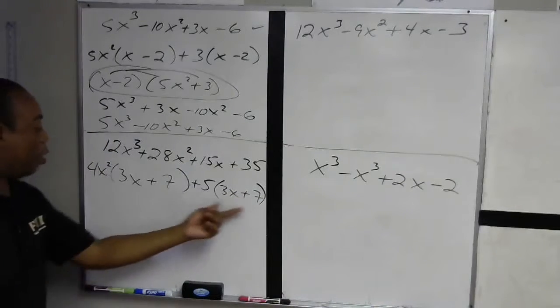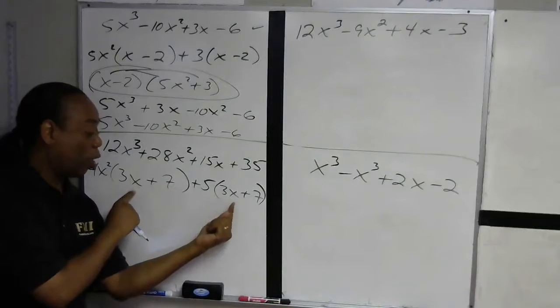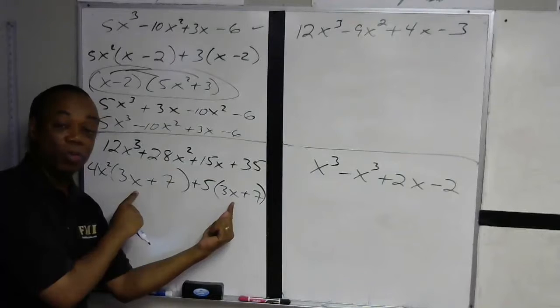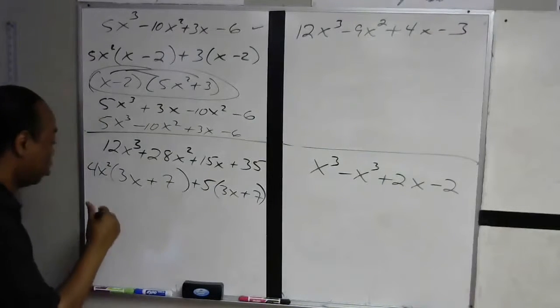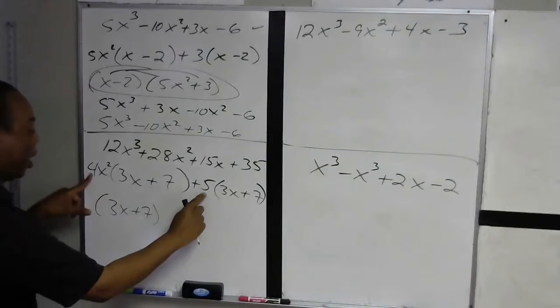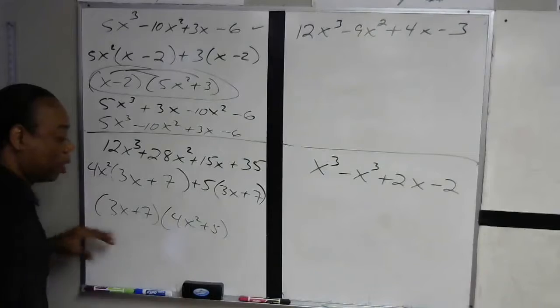And you notice that now with the whole expression, we do now have a GCF in both terms. So we're going to take this GCF right here, greatest common factor, out. 3x plus 7. And that will leave behind a binomial of 4x squared plus 5.